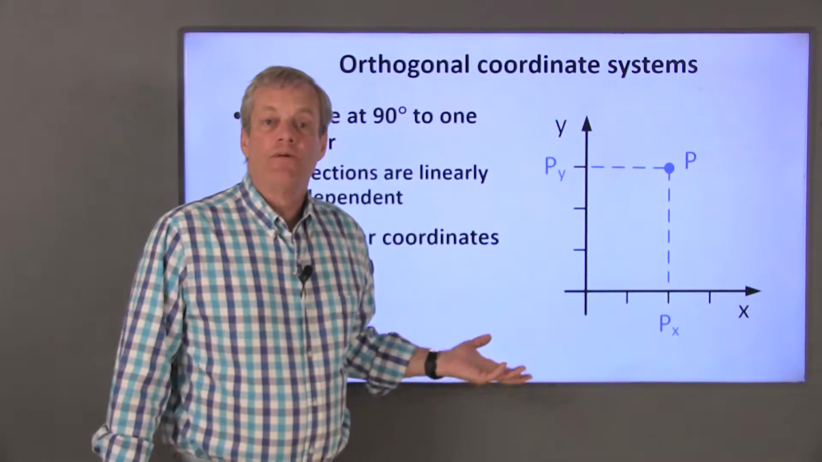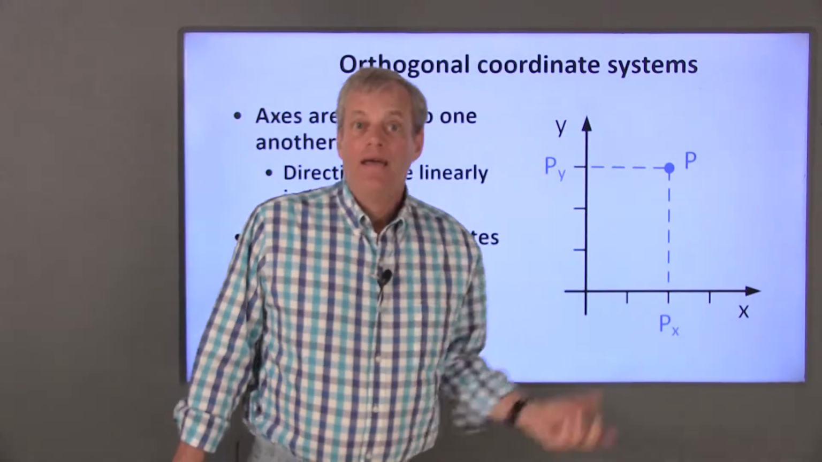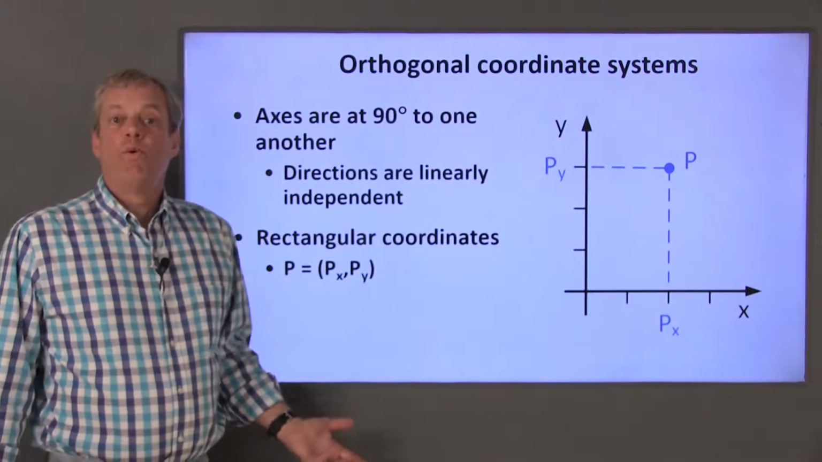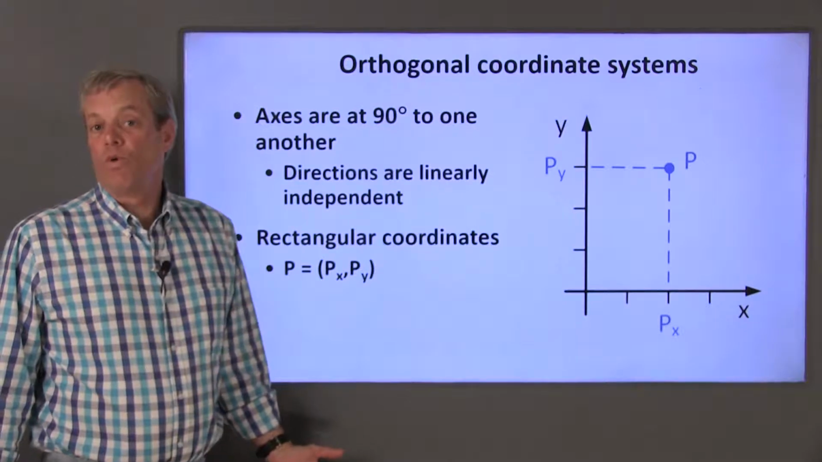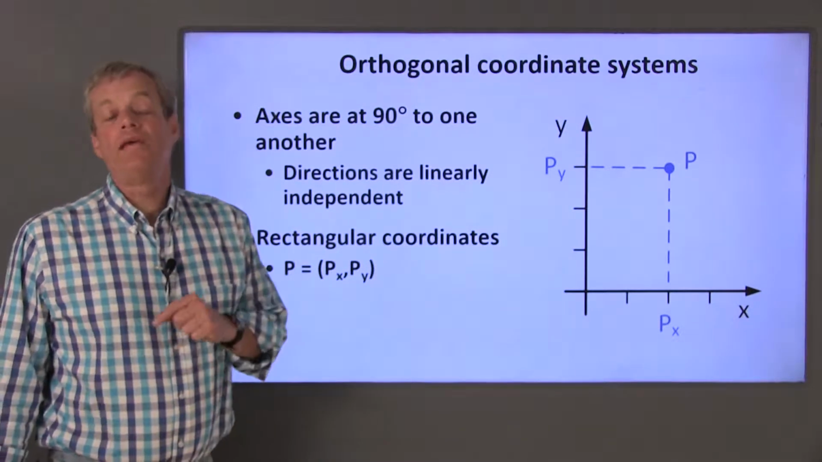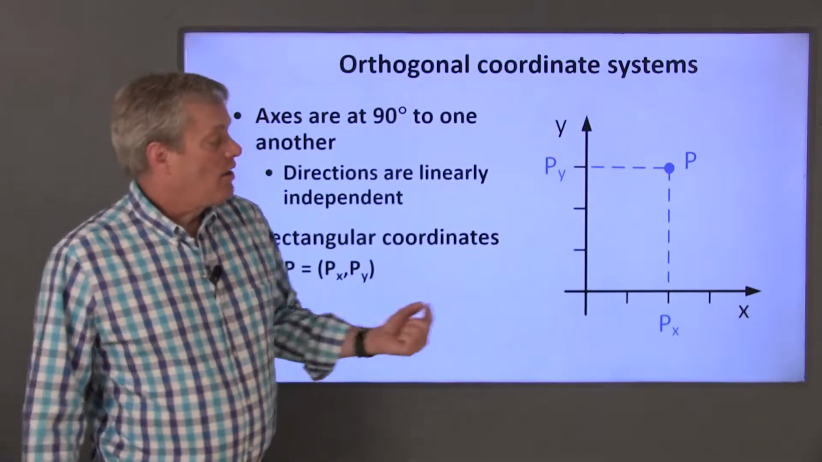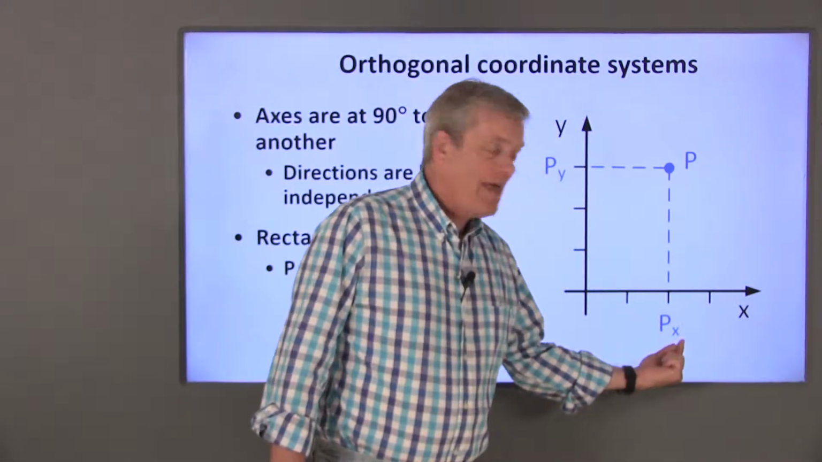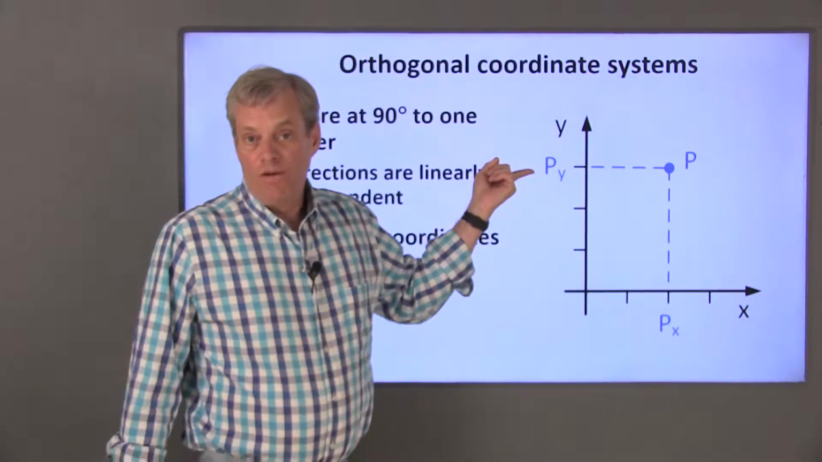Now suppose we have some arbitrary point P. In a rectangular coordinate system, the point will be defined by distances from the origin of the coordinate system in both the x and y directions. I'll call the x coordinate of this point px and the y coordinate py.